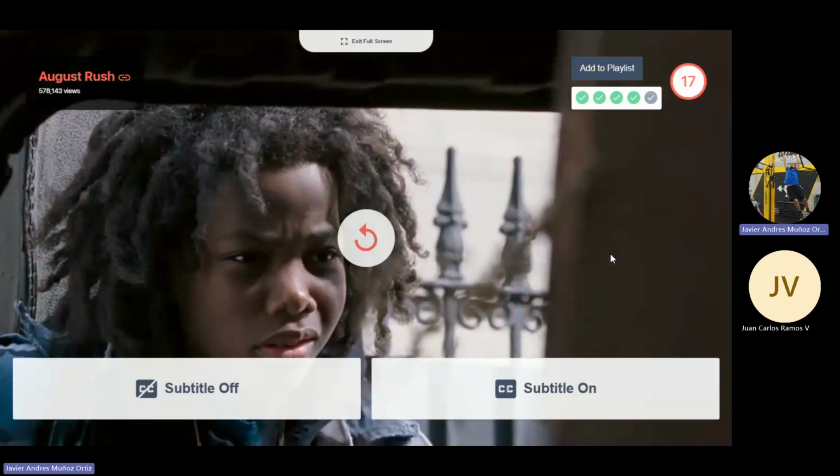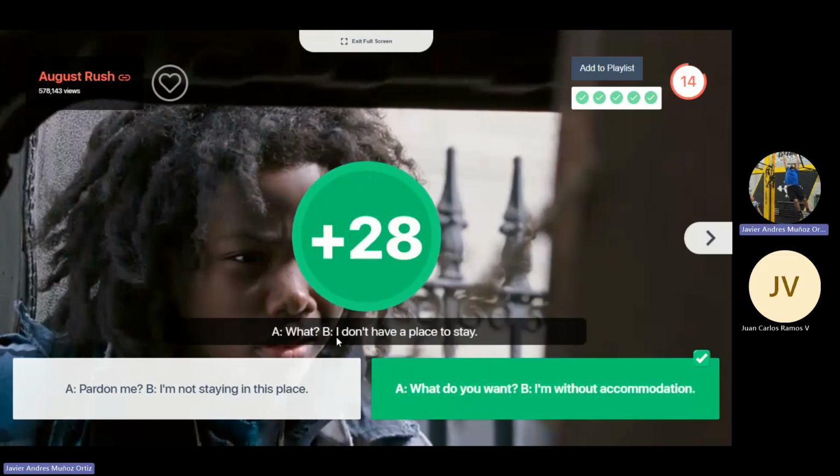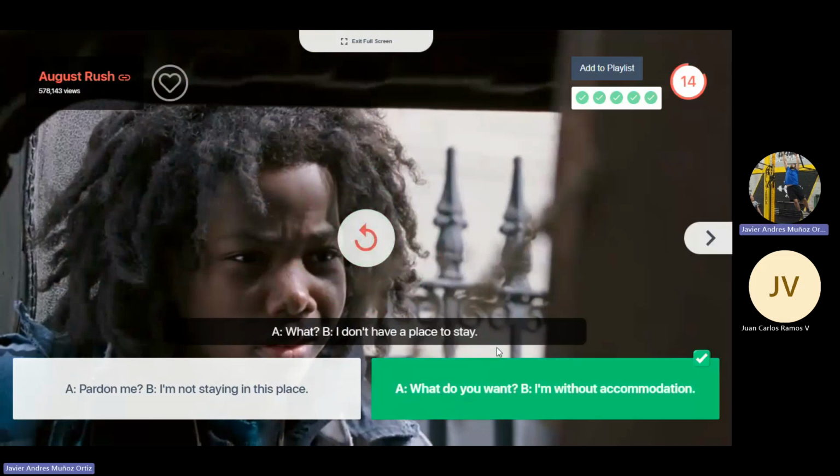What? I don't have a place to stay. He says this very fast. So we need it slower. It's a good idea to repeat the audio many times, as many times as needed, so you can improve your listening skills.